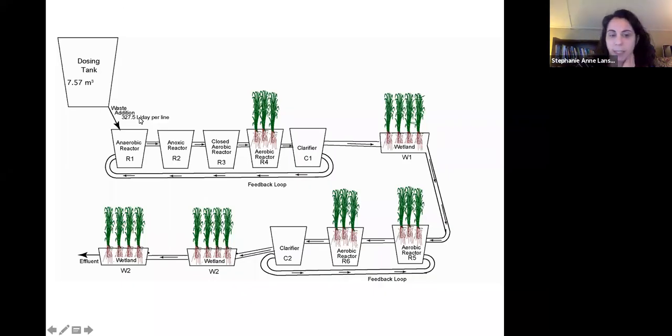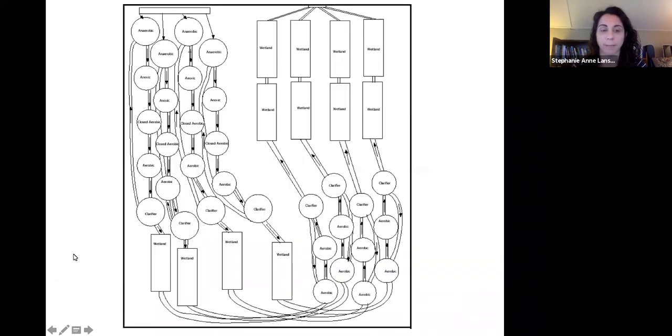So here you have the dosing tank. It came into an anaerobic reactor, an anoxic reactor, a closed aerobic reactor, an open aerobic reactor with plants, a clarifier, which then circled back to the beginning. The solids did. The liquids continued on to a subsurface wetland, which then went to 2 more open planted reactors, another clarifier that then looped back into the first aerobic, the reactor 5, another aerobic reactor. And then the water continued on through 2 subsurface wetlands before it was released.